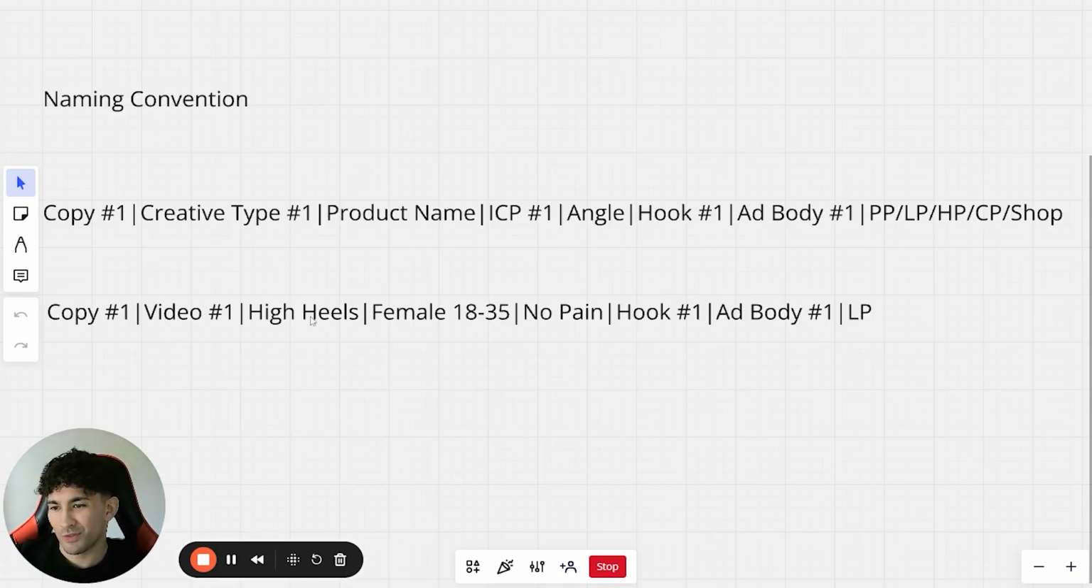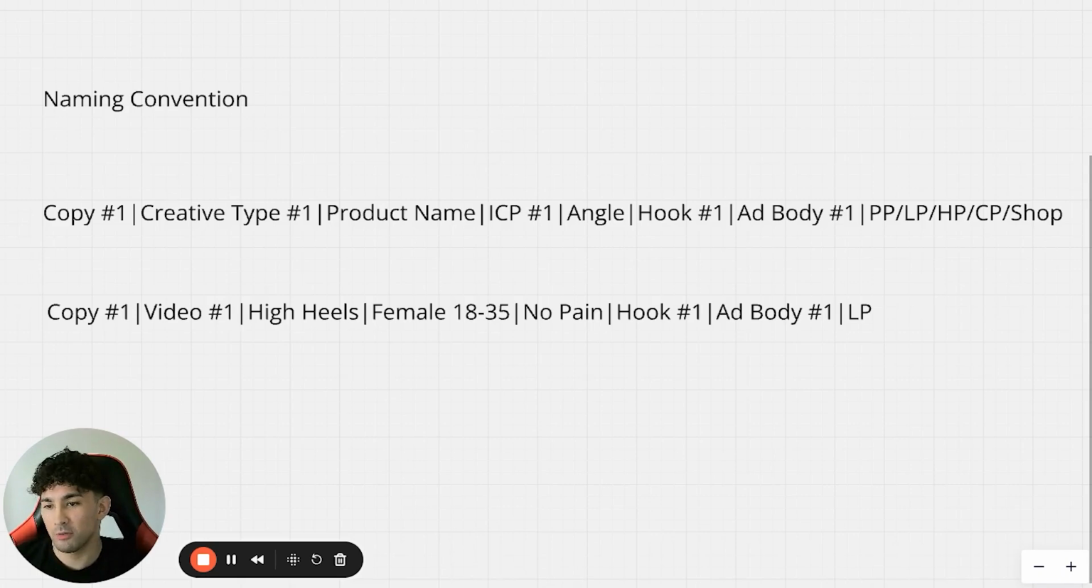And then the product name, just for the sake of the video, I'll call it high heels. So the demographic might be female, age 18 to 35. The angle might be that we're taking away the pain from standard high heels. So the angle is no pain. And then we're using the first hook. And then the ad body is this variant of ad body, and then we're sending people to a landing page for this product. So this will give us an effective way to monitor the performance over time, because if we use a certain variable more than once, we can break it down in the Ads Manager by using certain filters, which I'll show you in the next part of the video.